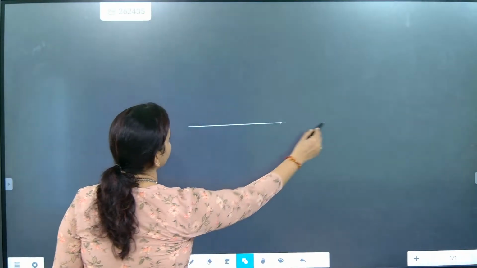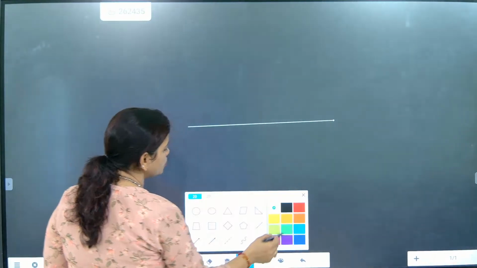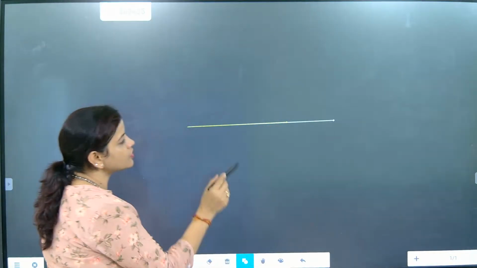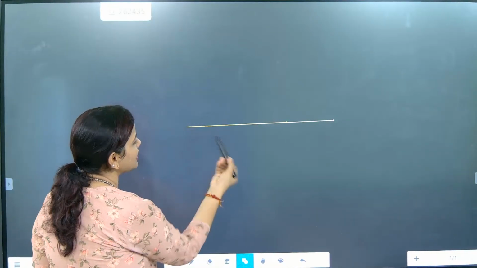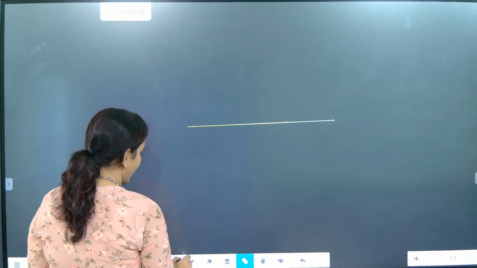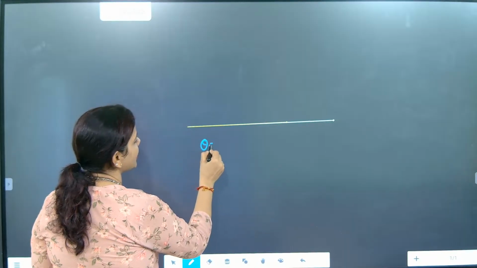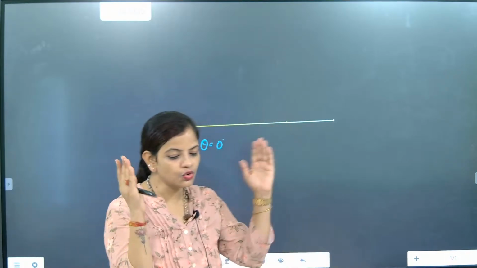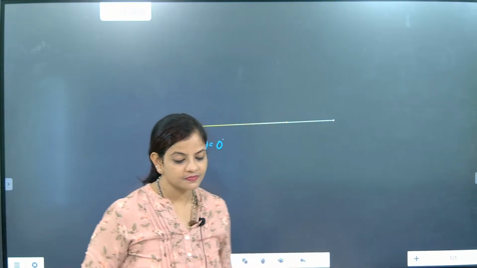So this is one ray. Okay. I'm going to draw another ray on it. So now these two rays are drawn one on the other, and the angle subtended between them is exactly 0 degree. So it is called as zero angle, which means two rays are on each other.